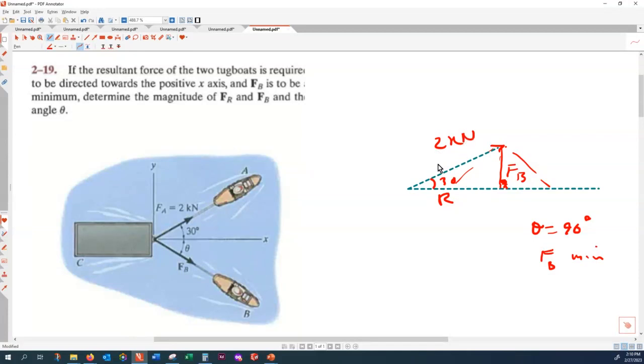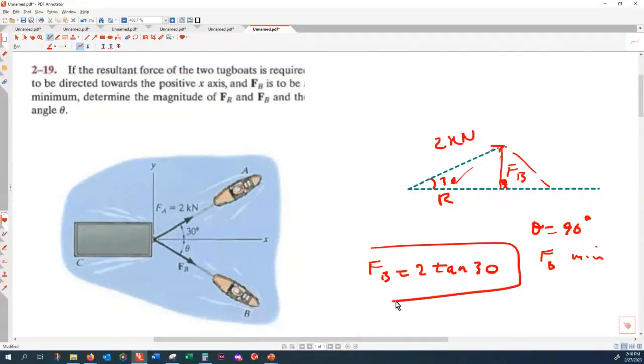2 kilonewton is the hypotenuse, 30 degrees, and that is the resultant. So FB is 2 kilonewton times tan 30 degrees. And the minimum theta is 90 degrees. All right.